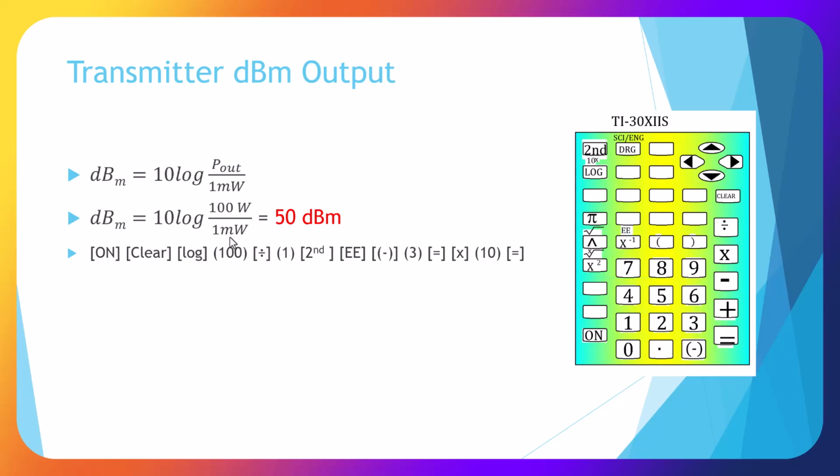So I'm going to go ahead and use a calculator. So we're going to do on, clear, log, 100 divided by 1 second EE minus 3, don't use the minus sign. Let's close the parentheses, equals, times 10 equals, and that should give us 50 dBm.